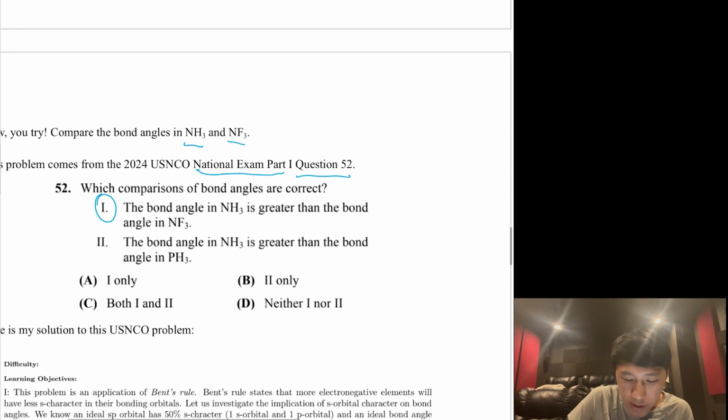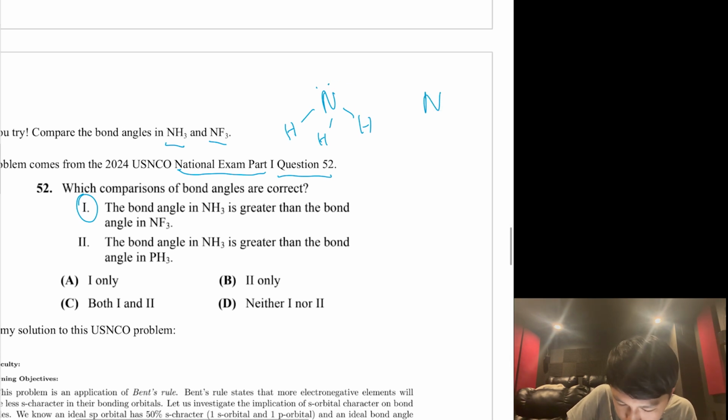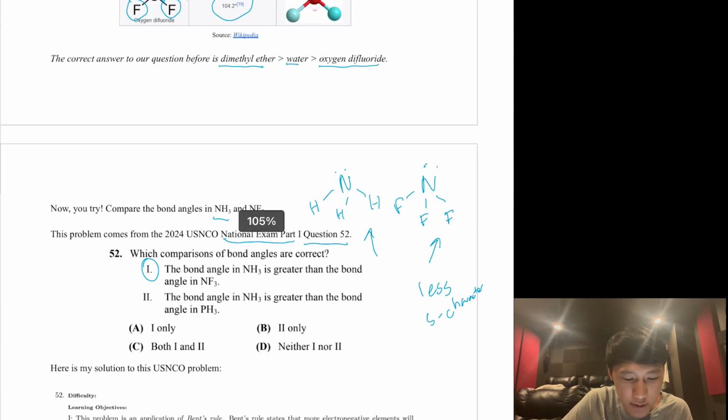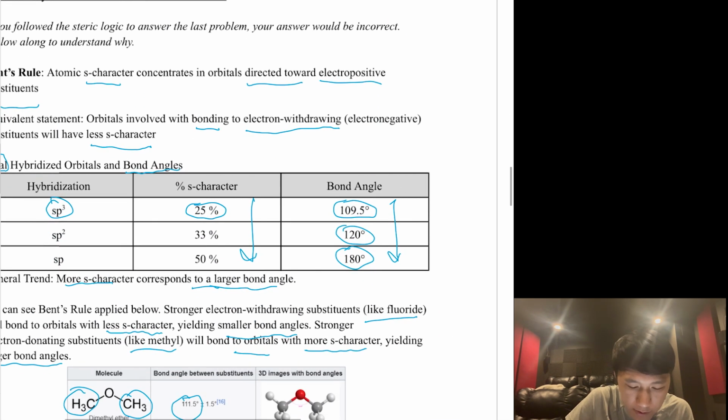But so for NH3, we have this structure. And for NF3, we have something very similar. So we have this F. Bent's rule tells us that the fluorines, which are more electronegative than the hydrogens, will bond to orbitals with less s character. And because they're bonding to orbitals with less s character, as we observed in the trend up here, less s character means a smaller bond angle.